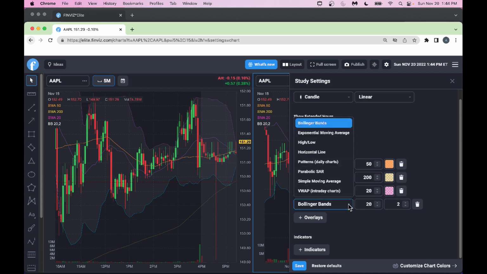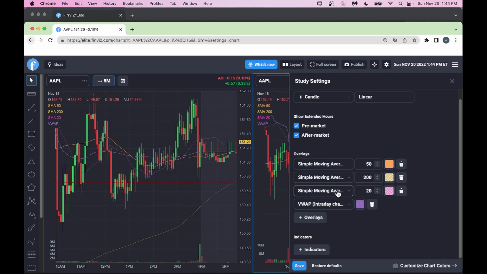For example, instead of Bollinger Band, you might want to look at, say, VWAP, especially the intraday folks. You could add VWAP here, which is volume weighted average. So look, we got VWAP here, and there is also a nice legend here. VWAP is right here, the purple color, and you could see how it looks here.